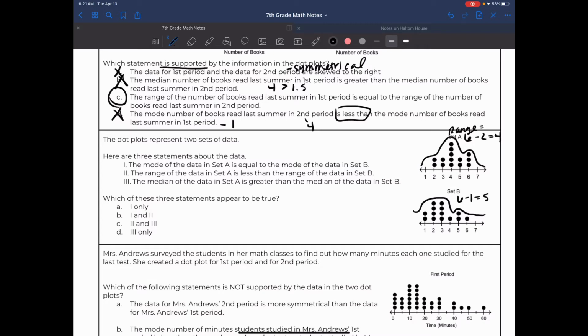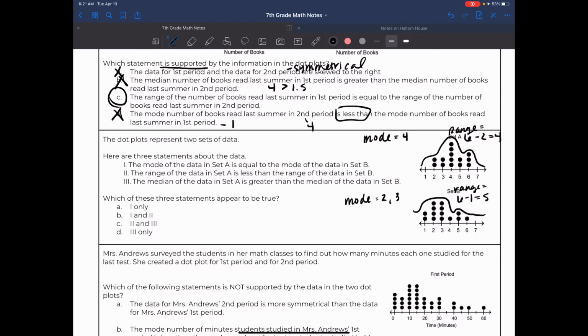Range is 4, range is 5. The mode for data set A is 4. The mode for data set B looks like it's 2 and 3. All right, and then I guess we can find the median, but let's go through my answer choices first.